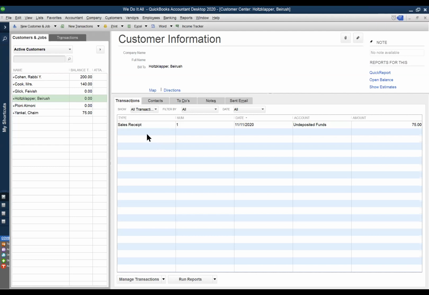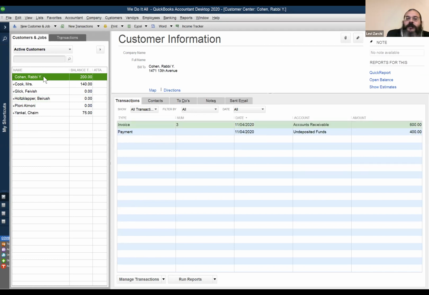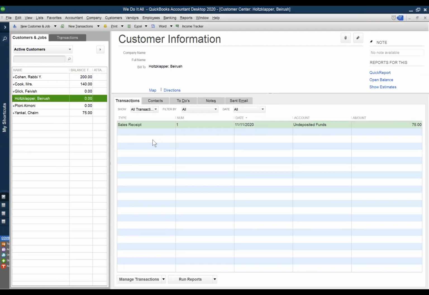So I see the invoice of 600 and a payment. That's what I see. No, you're highlighting Cohen. You've got to highlight. I'm sorry, yeah. All I see is a sales receipt of 75. That's it. So guys, you have to go.